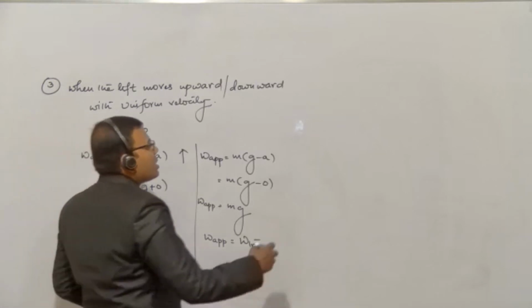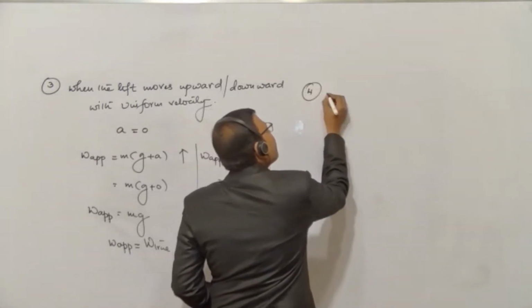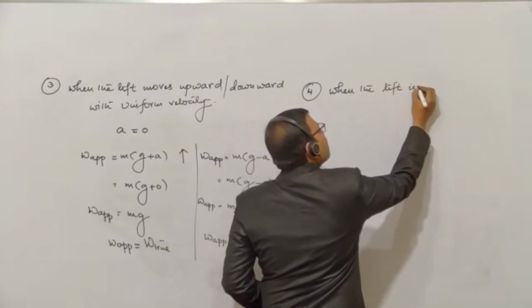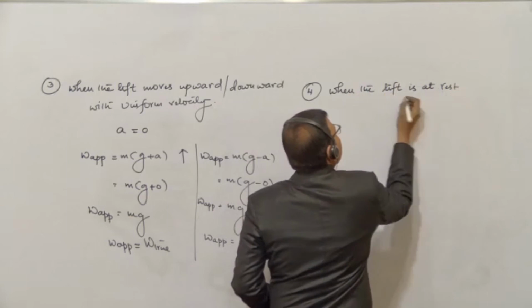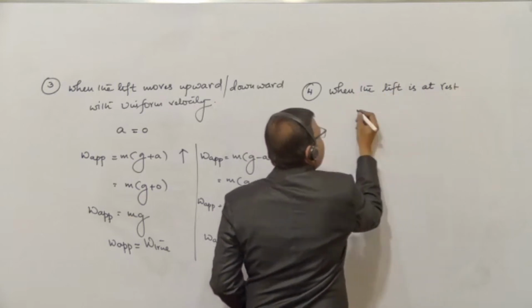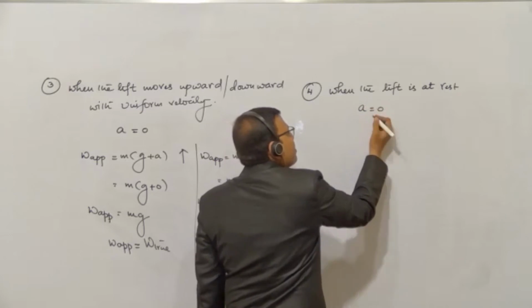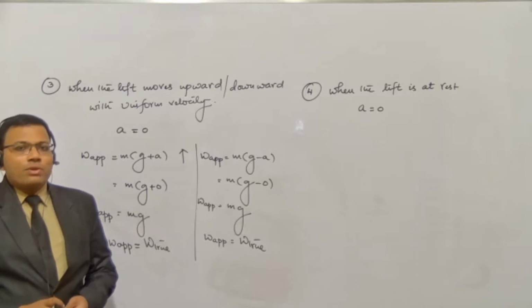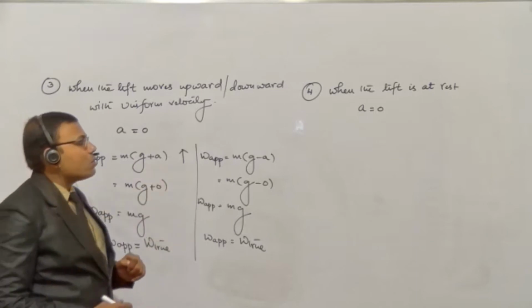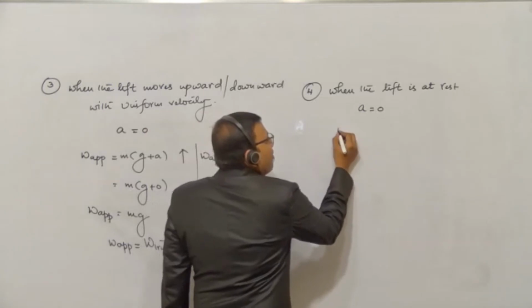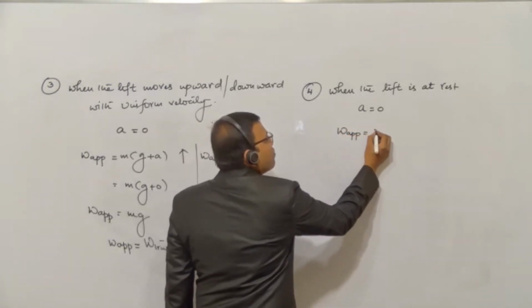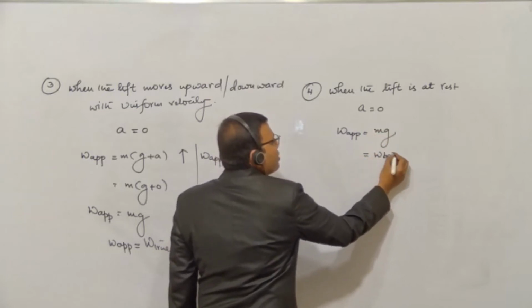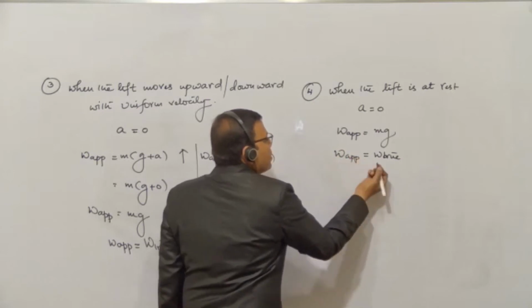Next, let us go for the last condition, when the lift is at rest. Under this situation, the lift is at rest, so there is no change in velocity, which means acceleration is 0. So here also the apparent weight is equal to mg only, because acceleration is 0, and that equals the true weight. The apparent weight and true weight under this situation are also the same.